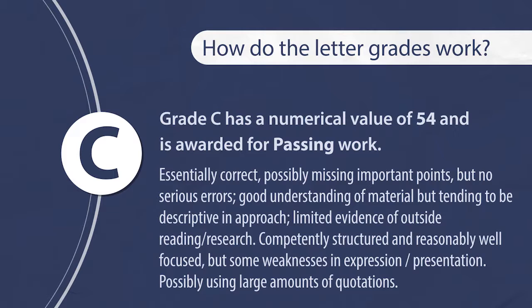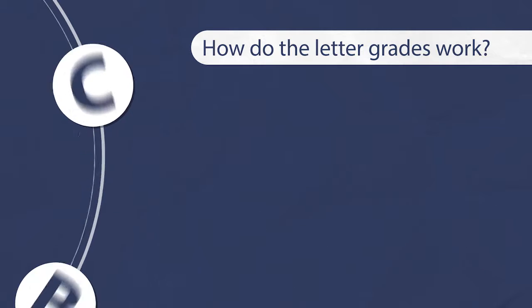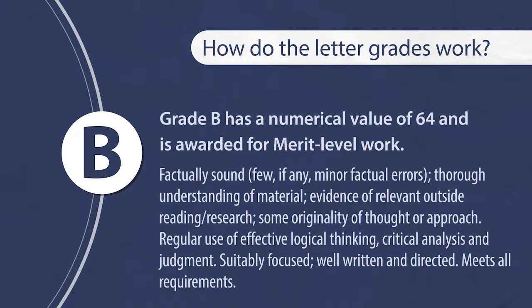Essentially correct, possibly missing important points, but no serious errors. Good understanding of material, but tending to be descriptive in approach. Limited evidence of outside reading, research. Competently structured and reasonably well focused, but some weakness in expression, presentation. Possibly using large amounts of quotations. Grade B has a numerical value of 64 and is awarded for merit level work.